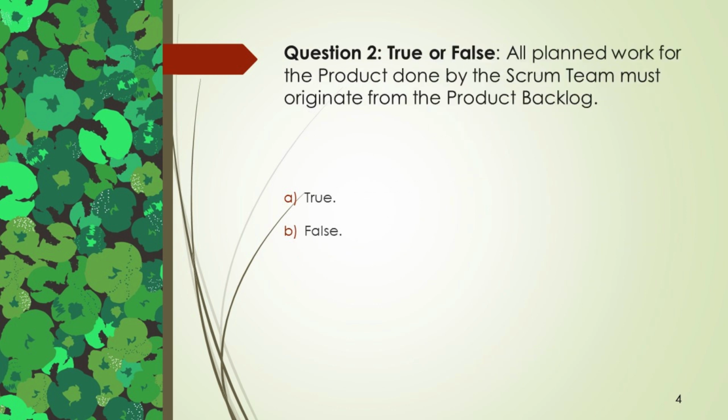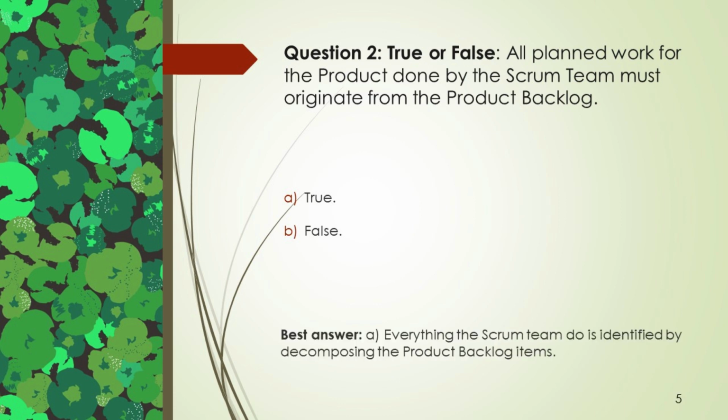Question 2. True or false, all planned work for the product done by the Scrum team must originate from the product backlog. A. True. B. False. Best answer, A. Everything the Scrum team does is identified by decomposing the product backlog items.